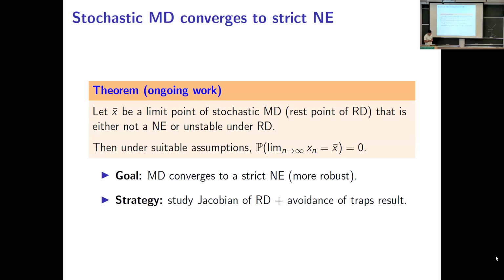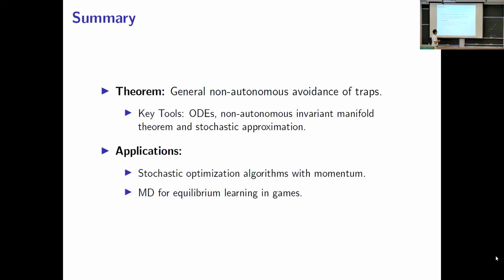Okay, so let me conclude now. Here is a summary. We presented the general theorem, which is a non-autonomous avoidance of traps theorem that we discussed, which is very general. We used tools from dynamical systems and stochastic approximation mixed together to show our result. And we applied it to different contexts. One of them was a class of stochastic algorithms, which is actually very popular in machine learning. And the other one is in the context of learning in games.